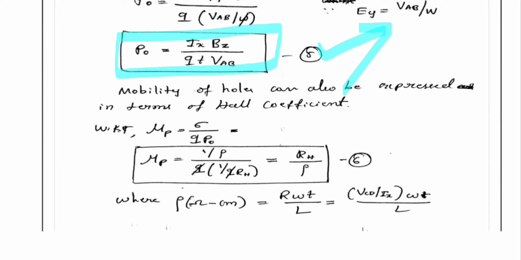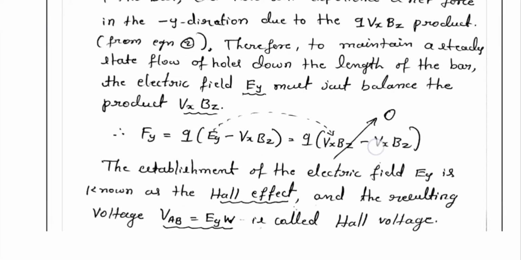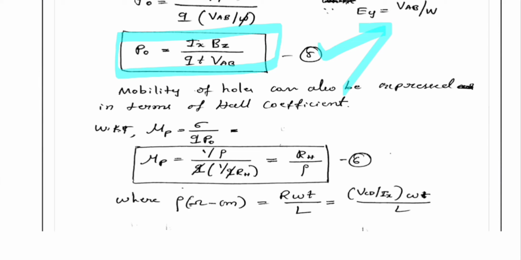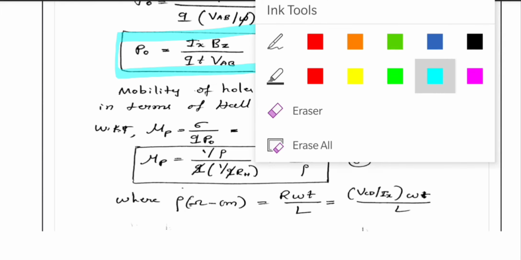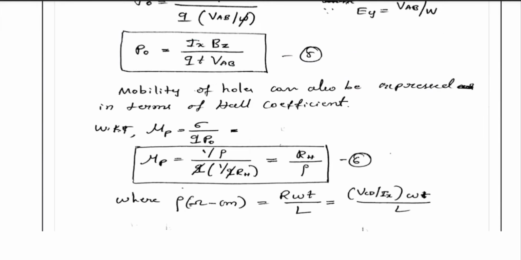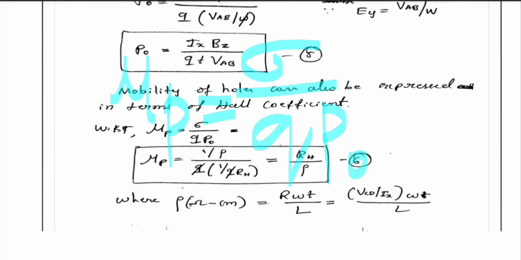Same way, one more application of Hall effect is mobility of holes. Mobility of holes can also be expressed in terms of Hall coefficient. So one more thing is mobility of hole, that is mu p. How will we find mu p? We know mu p is equal to sigma by q p0, where 0 stands for equilibrium value. We have seen sigma is equal to q n mu n or q p mu p. So mu p, the mobility of the holes, is equal to conductivity sigma divided by q p0.